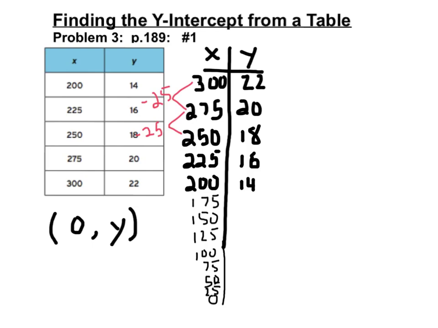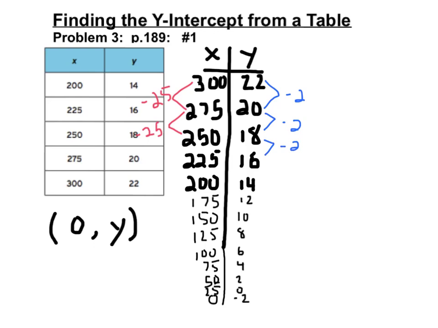Now when I look at my y's, they are decreasing by 2 each time. So in order for me to continue to extend the pattern here, I'm going to have to subtract by 2 over and over again until I get down to that 0 x value, so that I'll know my y-intercept. Please go ahead and do that now.